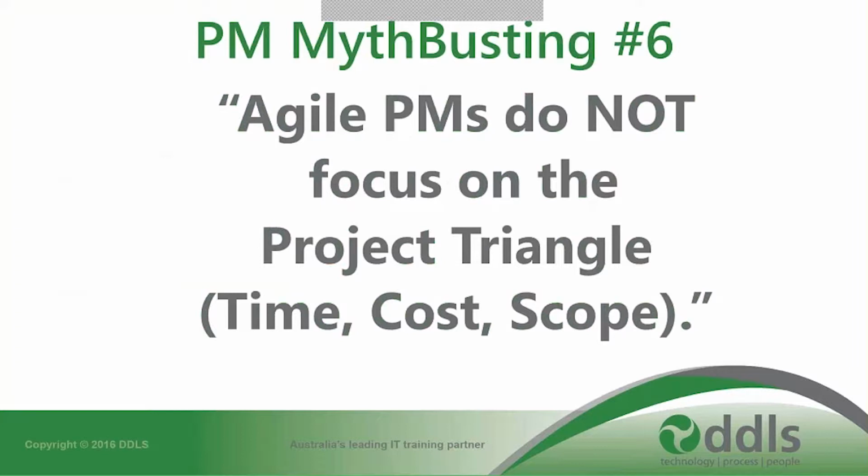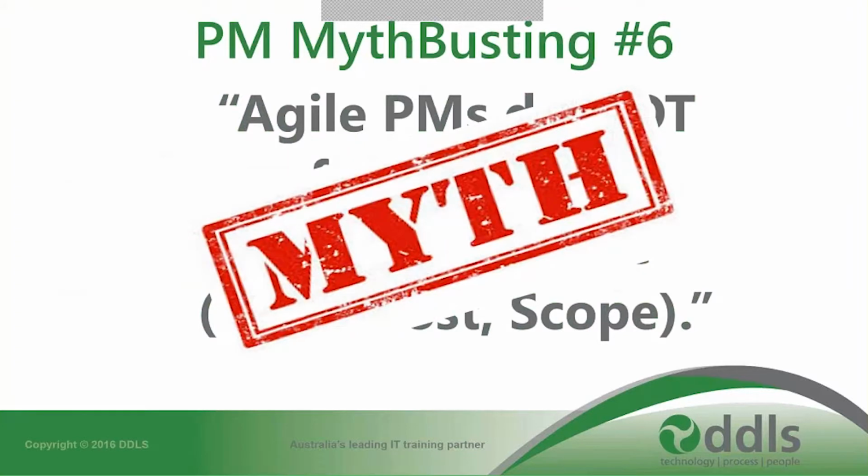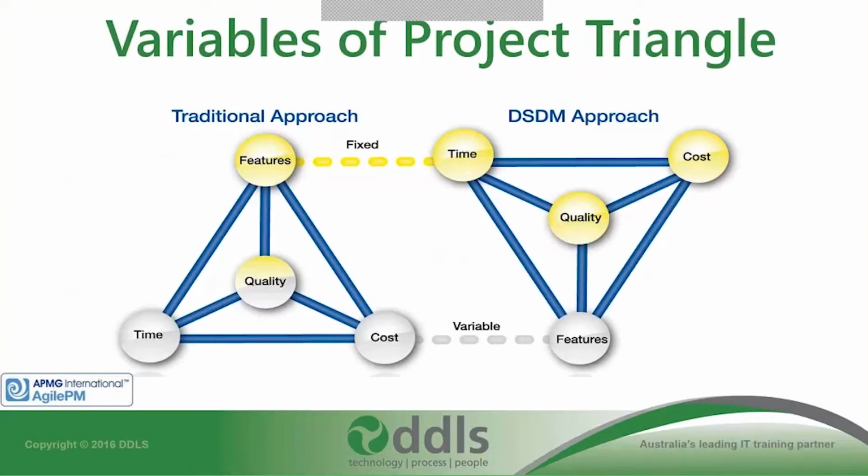What we are saying here is that this is a myth. Okay, this is a myth with our project triangles. The triangles still exist, irrespective of whether it is a waterfall project or an agile project. The difference between the two is that you will see your variables change. So let's start with our left-hand side being our traditional approach.